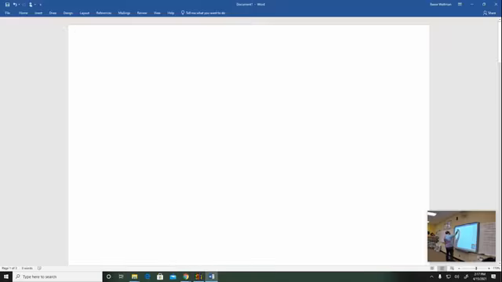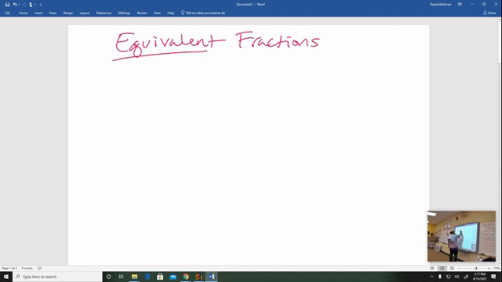Let's take a quick look at equivalent fractions. If you remember, equivalent means equal, right? Equivalent is a very important vocabulary word in this situation. Equal doesn't mean the same. It just means that they're equal to one another, right?